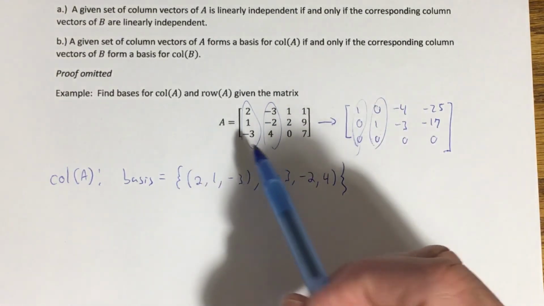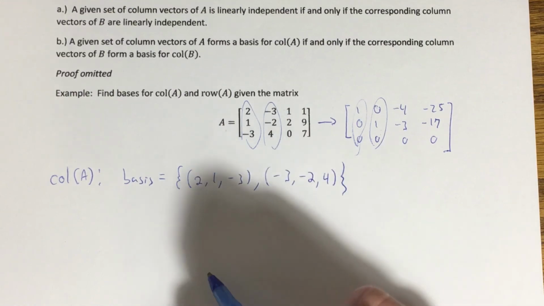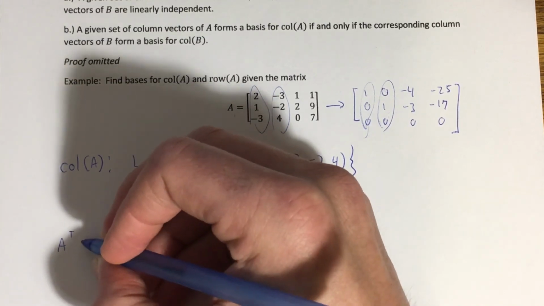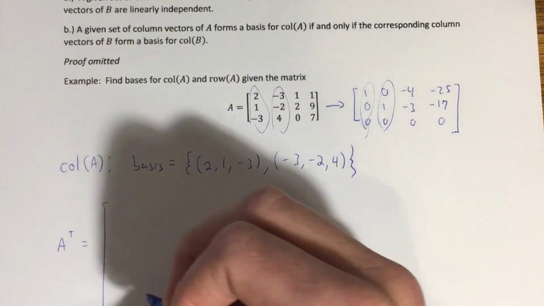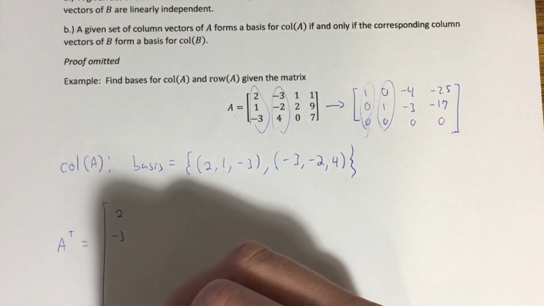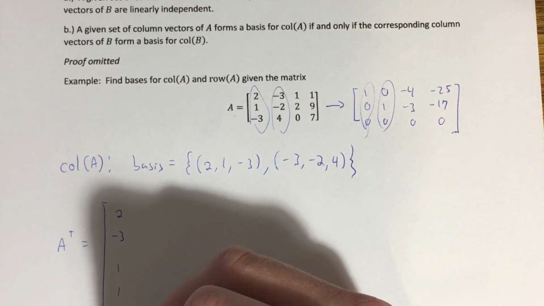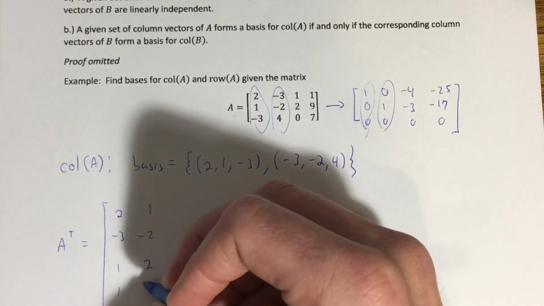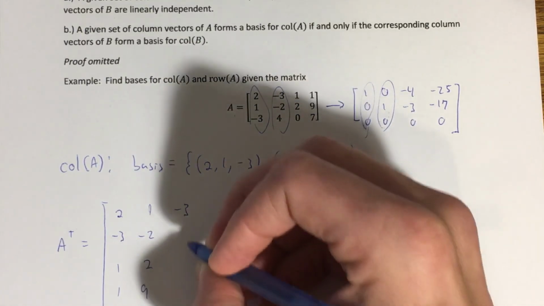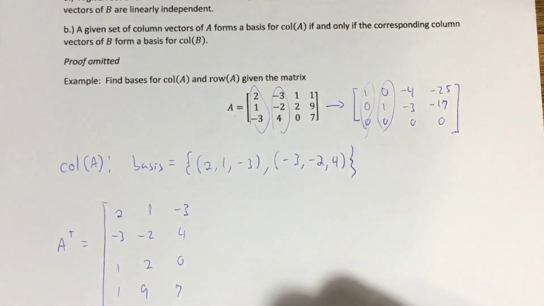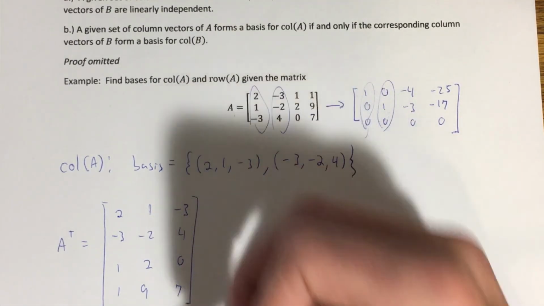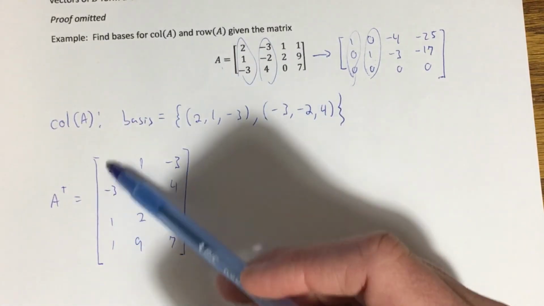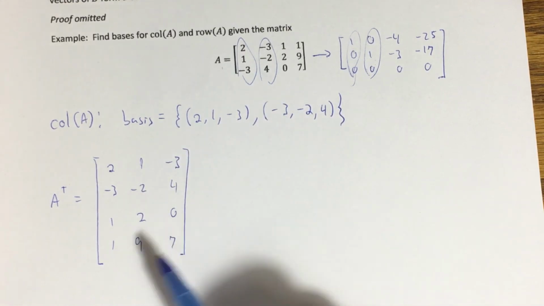If I were to do the same thing where I take the transpose of A, so I'm going to look at A transpose. That's equal to this: 2, negative 3, 1, 1. Then 1, negative 2, 2, 9. And then negative 3, 4, 0, 7. Okay, that's the transpose of A. And by taking the transpose, what I've done is I've taken the rows and turned them into columns. Then I could use the same approach.